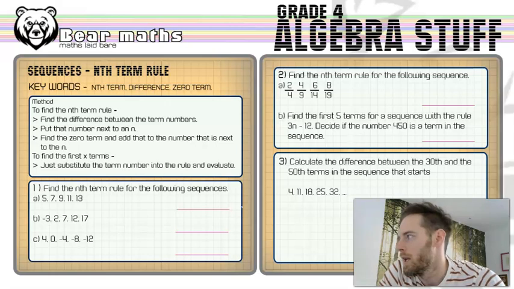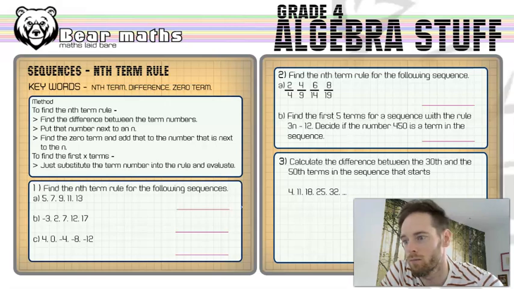Now the method is pretty simple. We've got to find the difference between the term numbers. We put that number that we found next to an n, which means that number is multiplied by n, and then we find the zero term, the term that is before the first one, and we add that on to the thing that we just got by doing the first two bits.